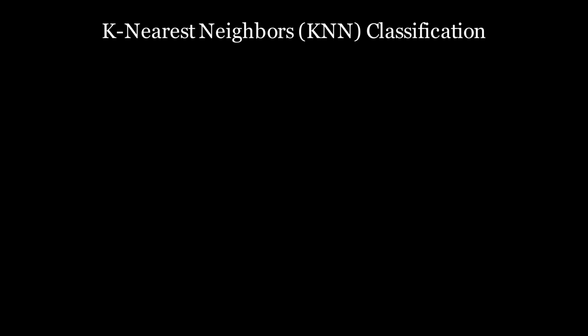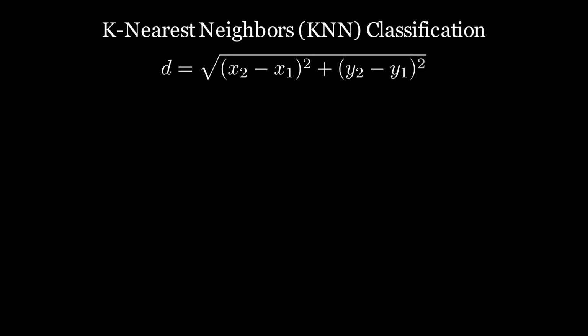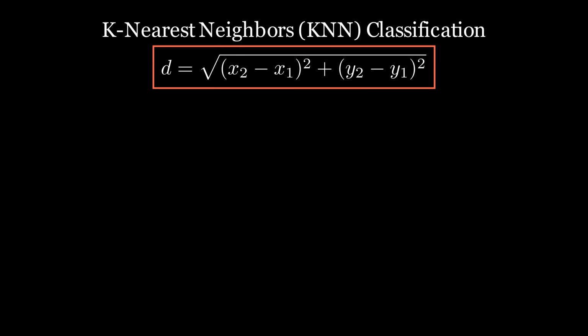K-nearest neighbors, or KNN, a simple yet powerful classification algorithm. KNN classifies data points based on the distances to their neighbors. A key part of this process is calculating the Euclidean distance.